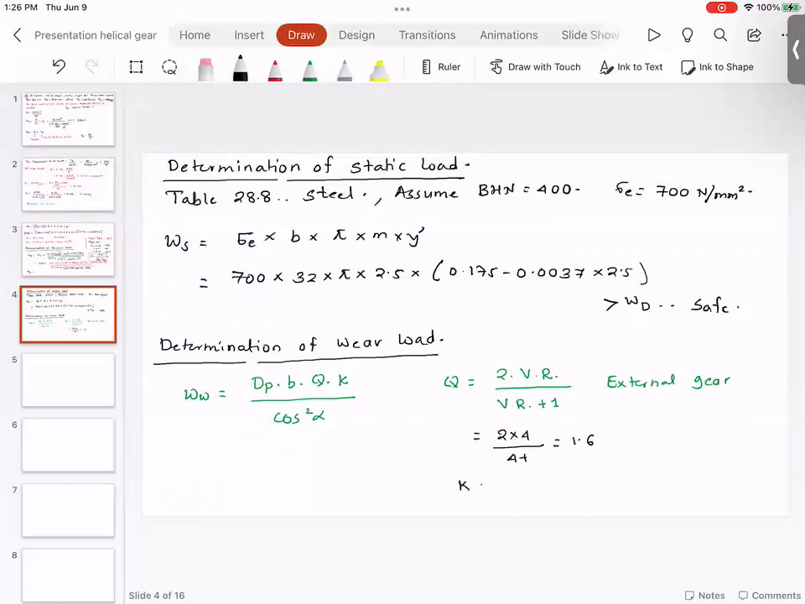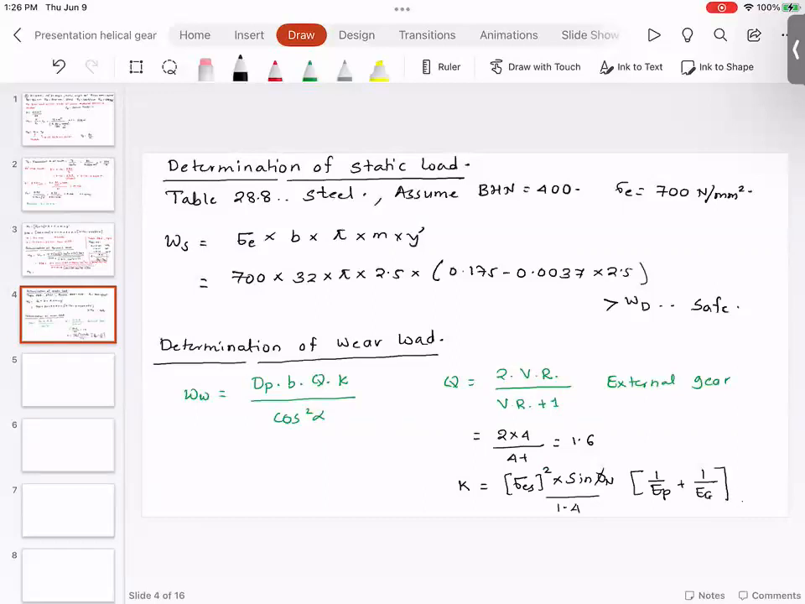K is equal to sigma ES square sine phi n divided by 1.4 EP EG.